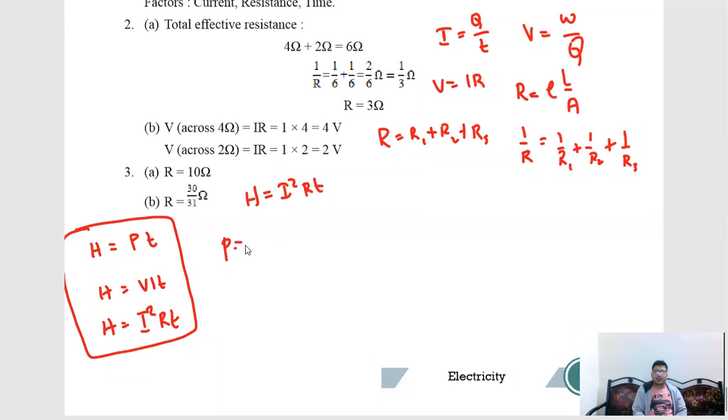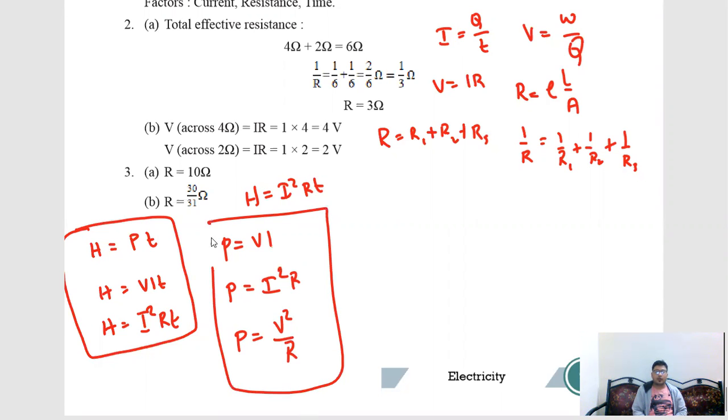And power, P is equal to V into I. Again, if you substitute Ohm's law, P is equal to I square R. This is another formula, and we know P is equal to V square by R. That is another formula. Regarding power, we have three formulas. So like that, these are the only formulas you got in the electricity chapter.